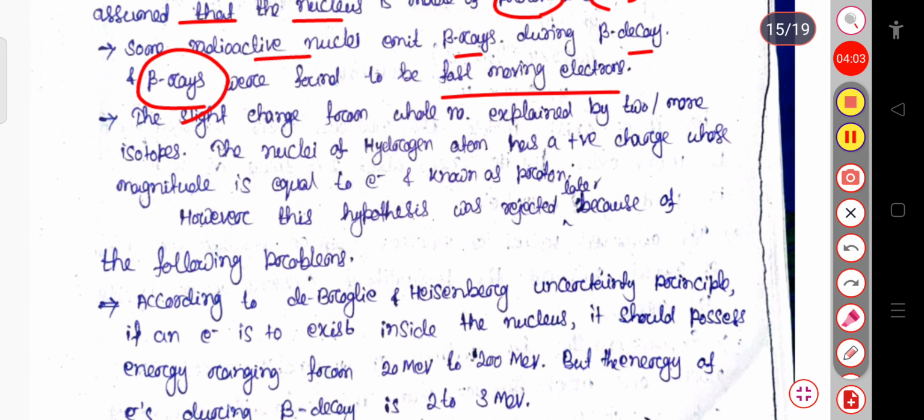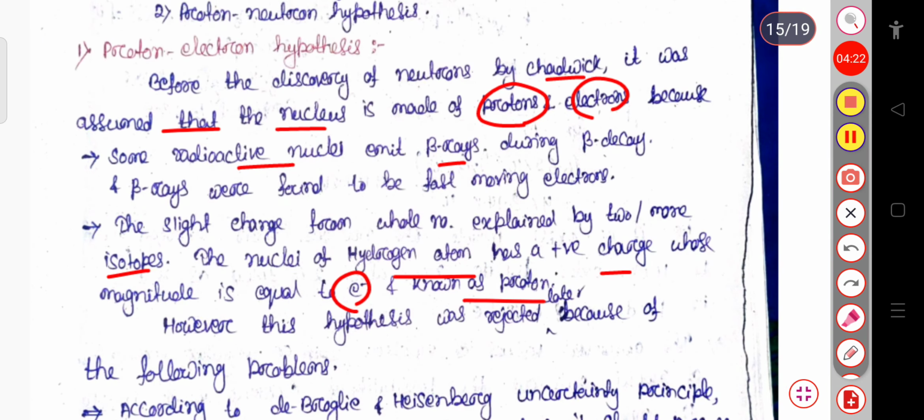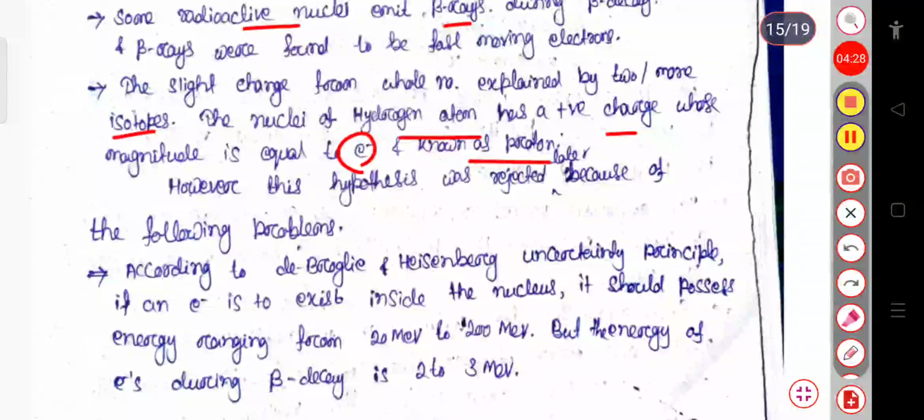And next, the slight change from the whole number is explained by two or more isotopes. The nucleus of the hydrogen atom has a positive charge whose magnitude is equal to that of the electron, and that was known as the proton. Because of this, the proton-electron hypothesis considered that the nucleus is made up of protons as well as electrons. But this theory was rejected because of the following problems.